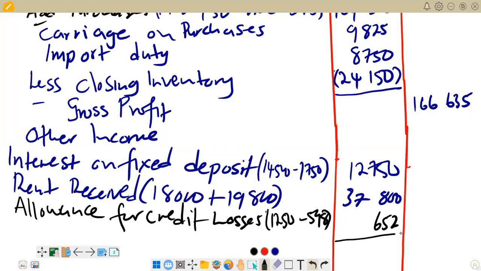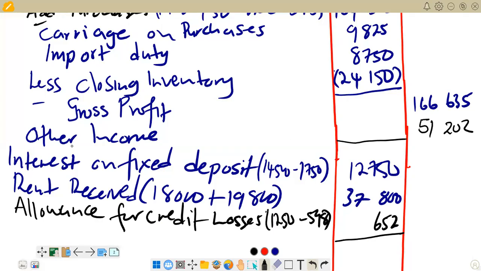Then obviously we are supposed to add this other income that we entered there. And here also we close to show that these are the ones that we are adding to get the total of other income that we are going to put here. So if you add 12,750, you add 37,800, you add 652, you get 51,202. So this is the figure that is going to come here. 51,202.